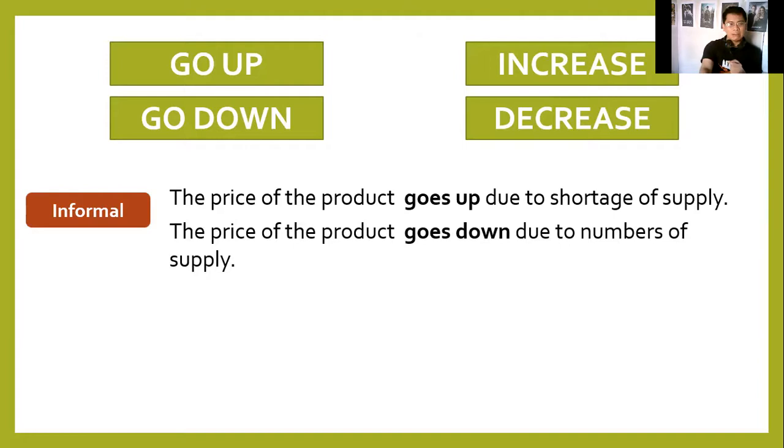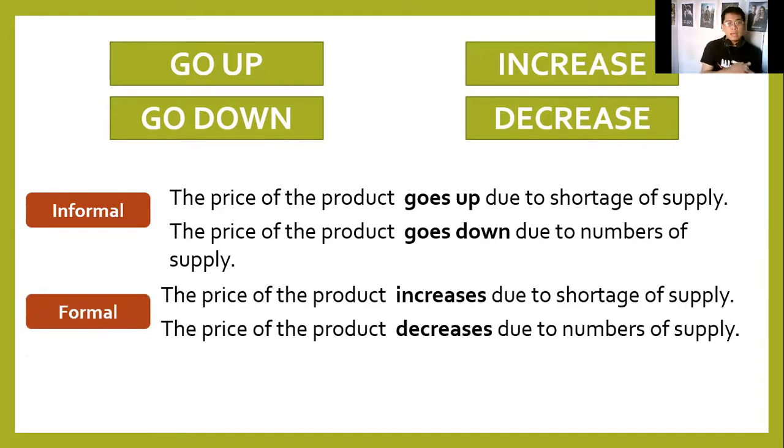So these are their formal language counterparts. The price of the product increases due to shortage of supply. The price of the product decreases due to numbers of supply. So you notice that we just replace the terms goes up and goes down, and we use the terms increases and decreases. So that's what makes it more formal as compared to the first set of sentences.